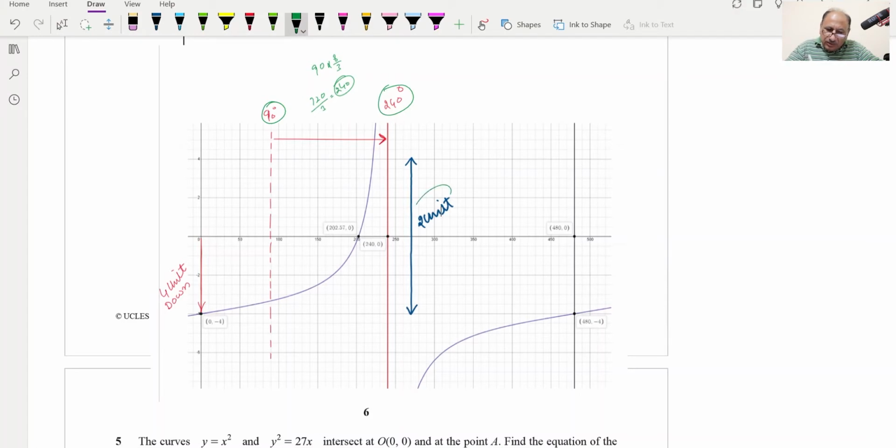And the third transformation is this one, a stretch along the y-axis by 2 units. So these three transformations we will be applying, and our graph is up to 480. So we'll be drawing this one up to this. If we draw the same curve, our asymptote will be at 240 and it will be passing through minus 4.